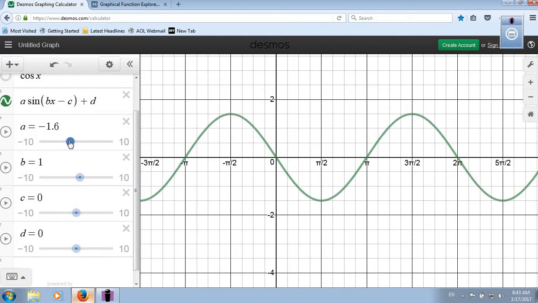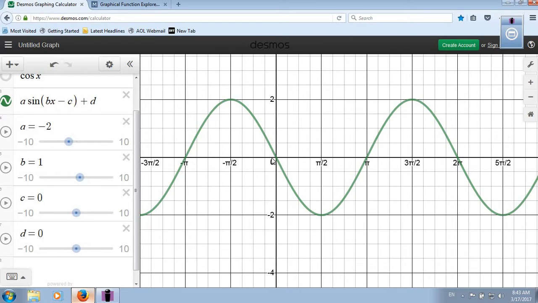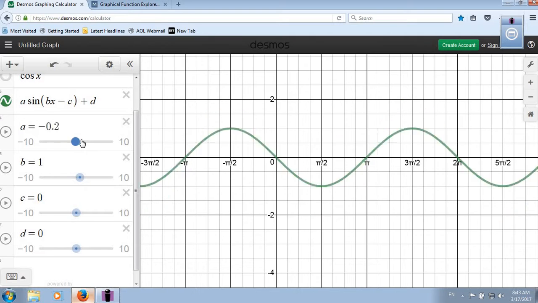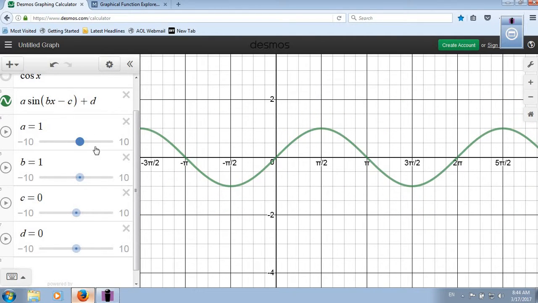But if I do a negative amplitude, you can see that instead of a peak, a sine usually increases from 0 to 1. But in this case, it's actually decreasing from 0 to -2. Okay, so that's what the amplitude can do. Alright, so let me go ahead and adjust amplitude to 1.